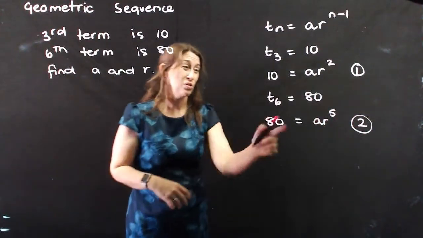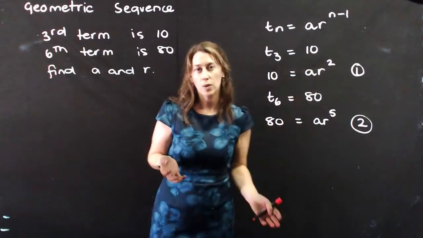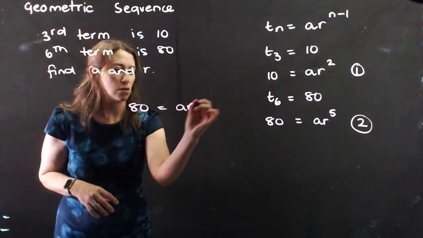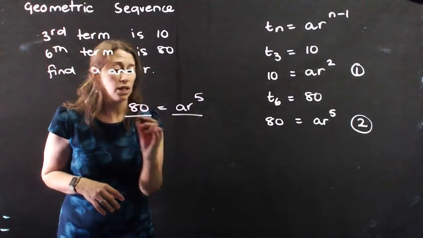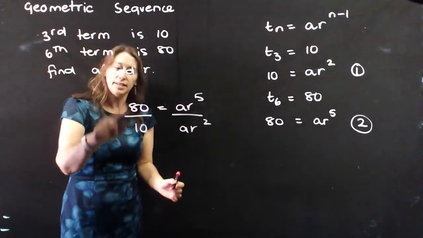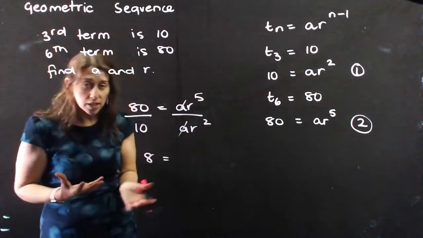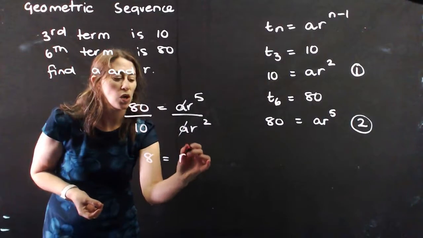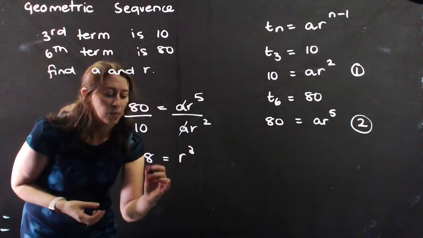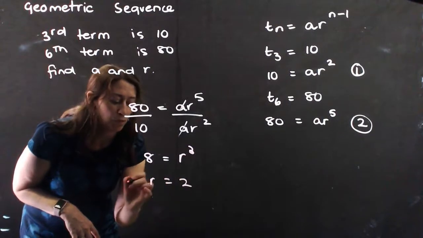What I'm going to do is solve these two equations simultaneously. We're going to solve that by dividing equation 2 by equation 1. So we write that down as 80 over 10 equals AR to the power 5 divided by AR squared. So 80 divided by 10 is 8. A cancels out. We use our index laws to subtract those, so we're left with R cubed. Cube root the R and cube root the 8, and we get that R equals the cube root of 8, which is 2. So R equals 2.